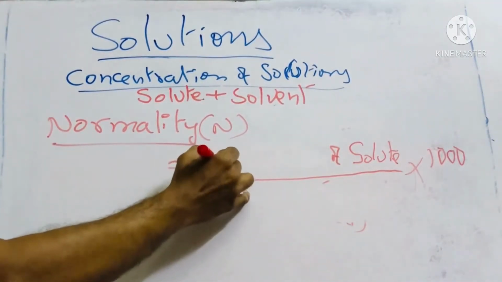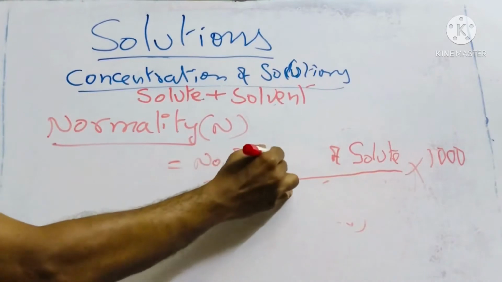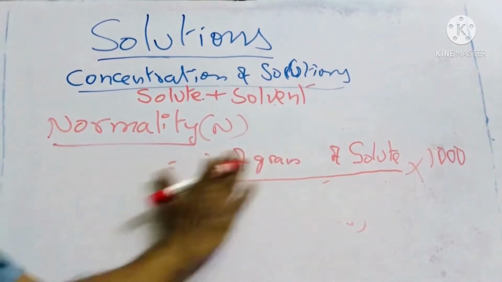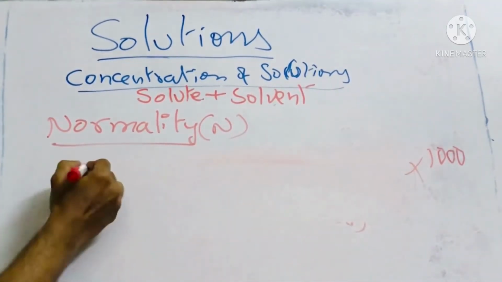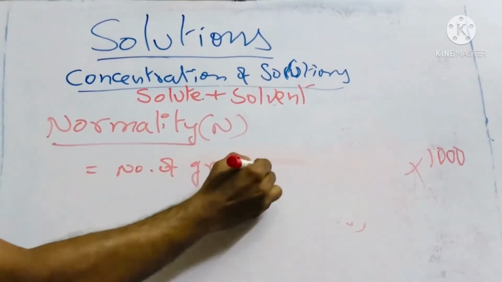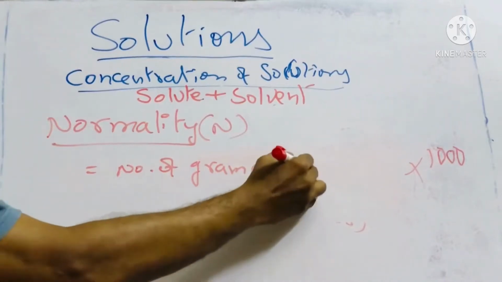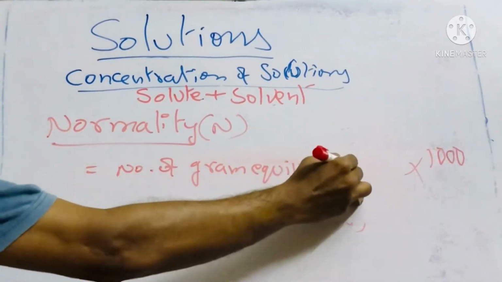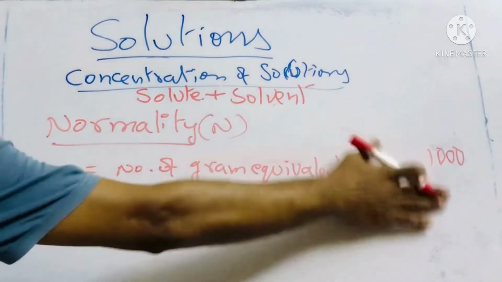What is that number of gram equivalents? I will write here: number of gram equivalents of solute.